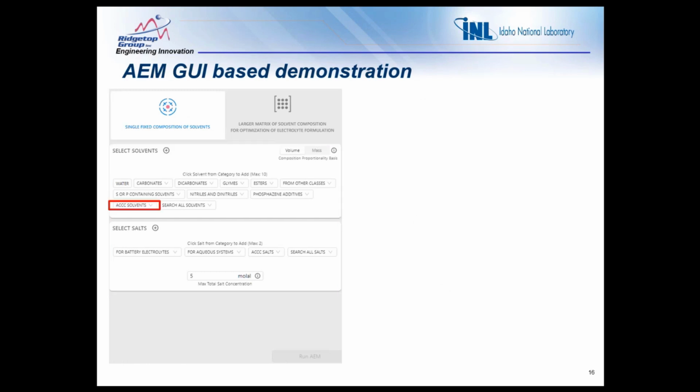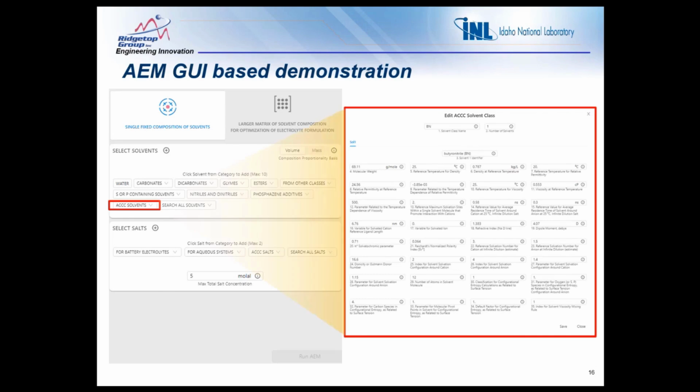Another important inclusion in the AEM was the ACCC module, that's the arbitrarily chosen chemical compounds. This allows users to define their own solvents and also salts. We have this ACCC for solvents and salts, and this is particularly useful for research groups who want to develop their own solvents and create an electrolyte based on that. We have included this feature in our AEM as well.